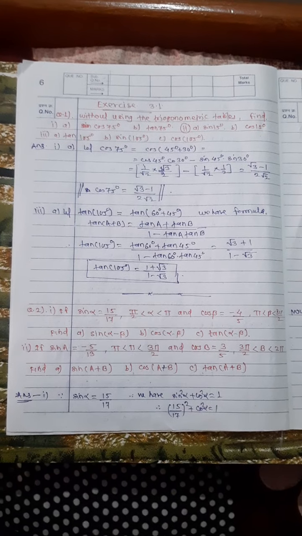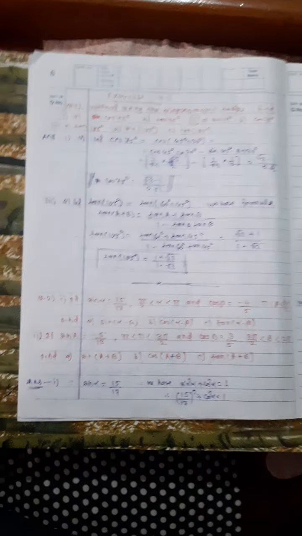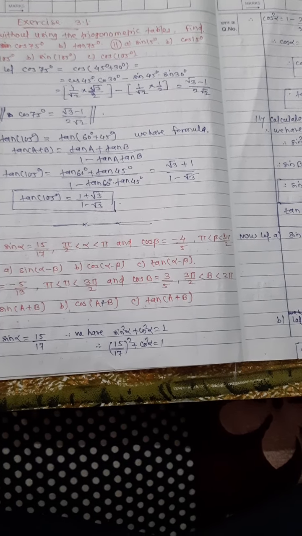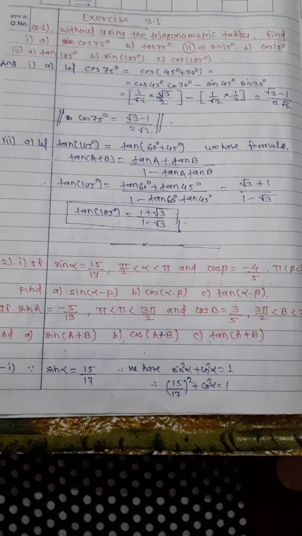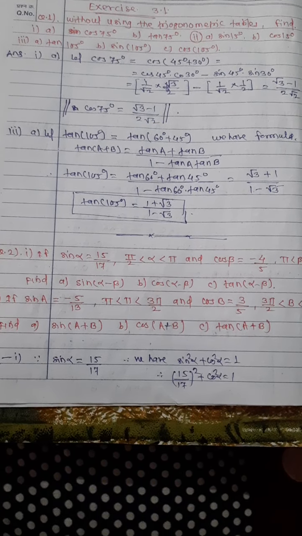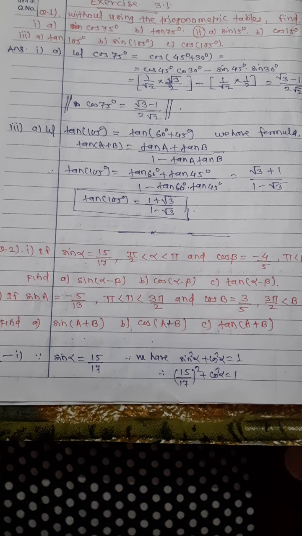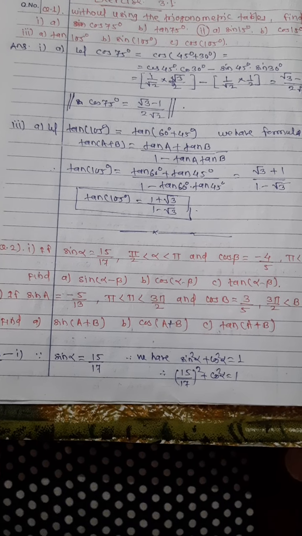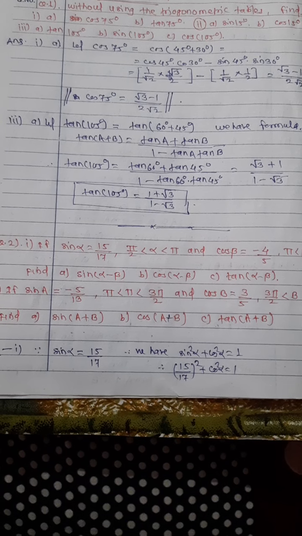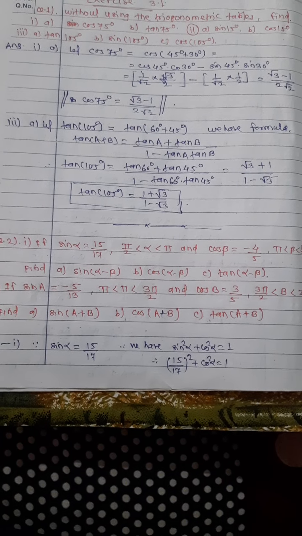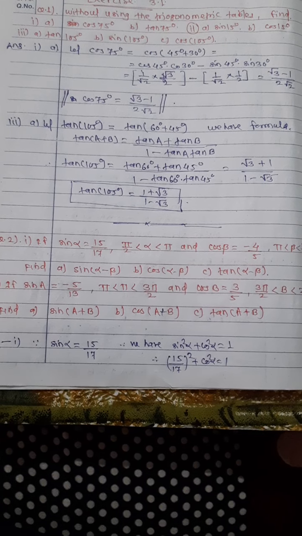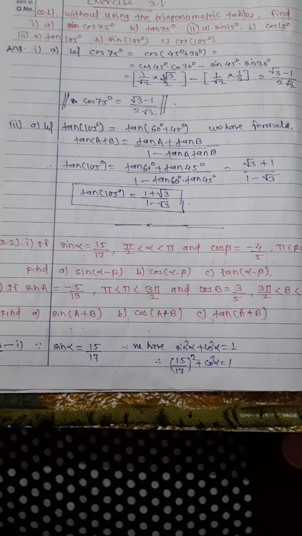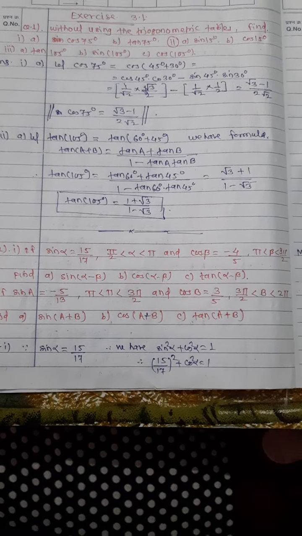In the same way you can solve the remaining examples for practice. Now question number 2: if sin alpha is equal to 15 upon 17 and alpha lies in the second quadrant, that is pi by 2 less than alpha less than pi, and cos beta is equal to minus 4 by 5, where beta lies in the third quadrant, that is pi less than beta less than 3 pi by 2, then find the value of sin of alpha plus beta or sin of alpha minus beta, cos of alpha plus beta or cos of alpha minus beta, and in the same way tan of alpha plus beta or tan of alpha minus beta.